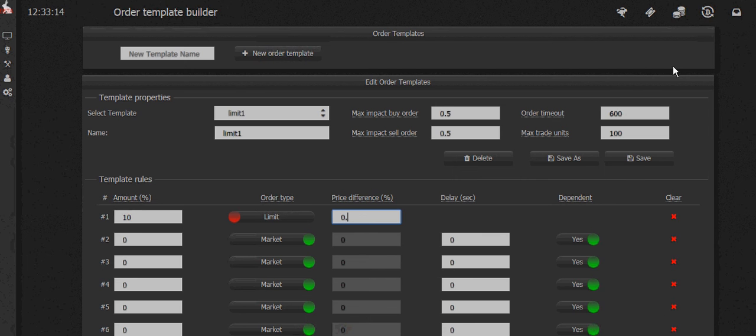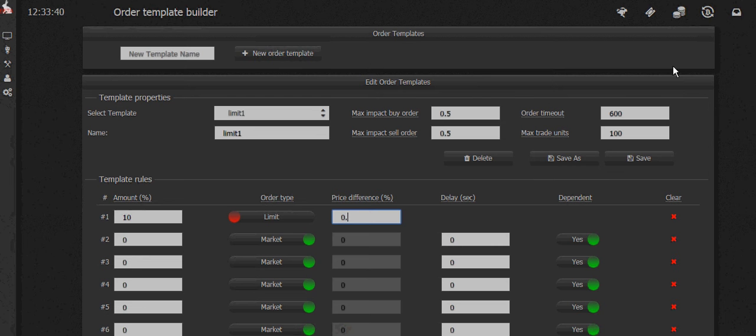Okay, let's check out the order template builder. This is something that can be very useful. If you've ever placed an Iceberg order, it's something like that, but you can customize it a lot more, and it can be very useful. So there are different settings you can set up: max impact on the buy or sell side, order timeout, and the max amount of units that will be traded with this template.